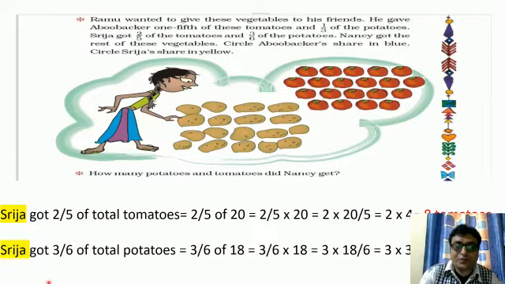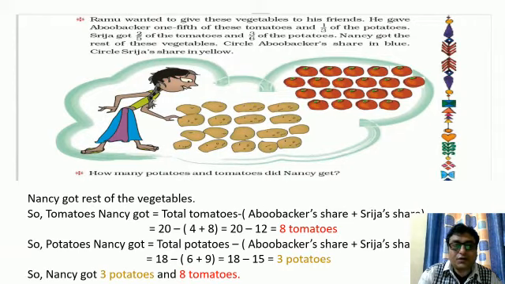Here 8 tomatoes. And Srija got 3/6 of total potatoes. So 3 by 6 of 18, that is 3 by 6 into 18. So 18 divided by 6, which comes 3. So 3 into 3, which is equal to 9 potatoes. So 8 tomatoes and 9 potatoes. So they got now total.